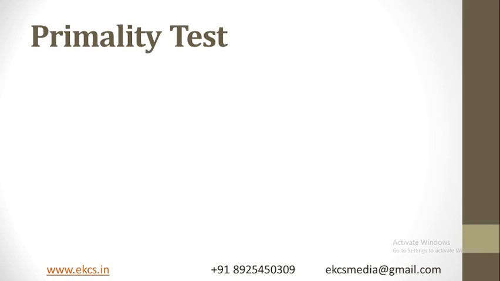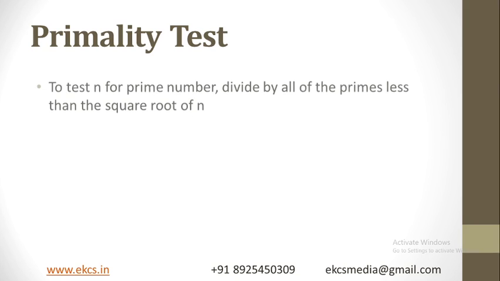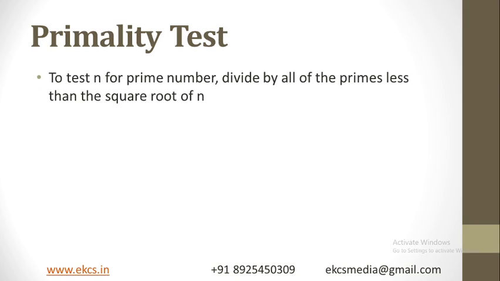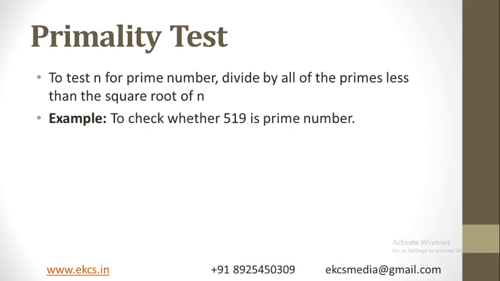We have to go for the primality test. In a primality test, a number is given and you are asked to find whether the number is prime. Then you have to take all the primes less than the square root of the given number. Say for example, 519 is given. We have to find whether 519 is a prime number. Then you have to take all the primes less than the square root of 519. So we have to know what the square root of 519 is, or where it lies between.